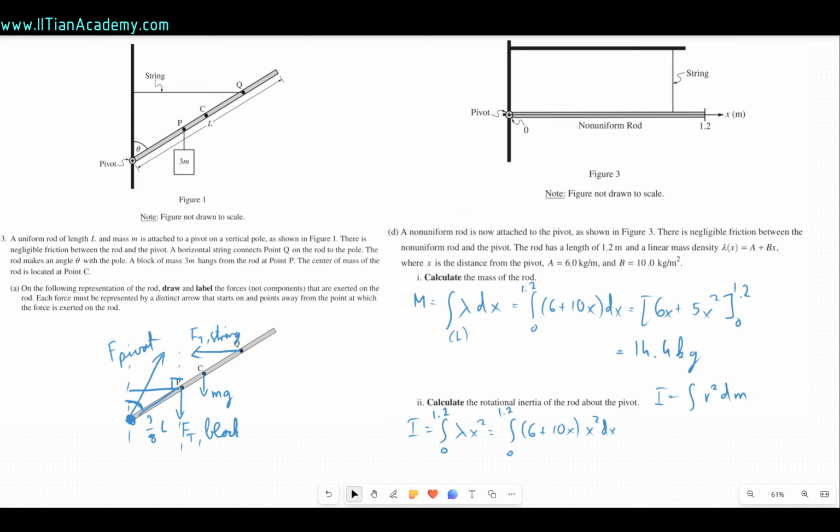And so we can again just integrate this out. The integral of 6x squared will simply be 2x cubed. Then we have 10x cubed, which will be 10 over 4 x to the fourth, from 0 to 1.2. Plugging in 1.2, we get 8.64 kilograms times meters squared.